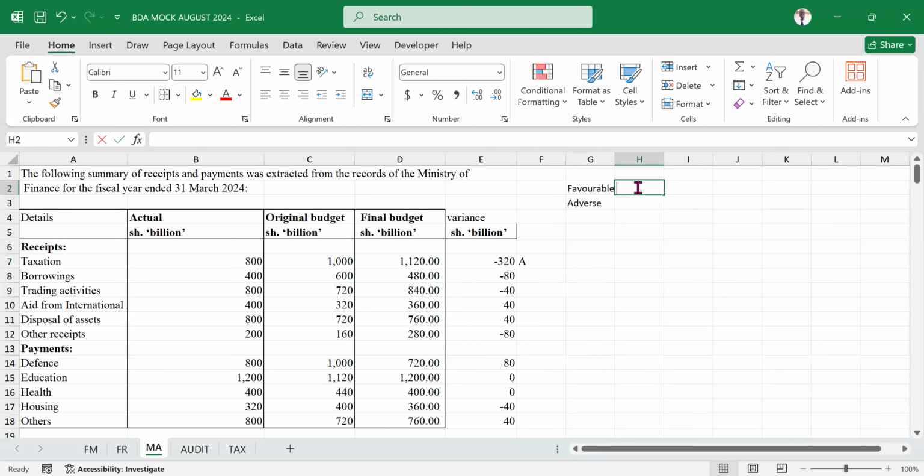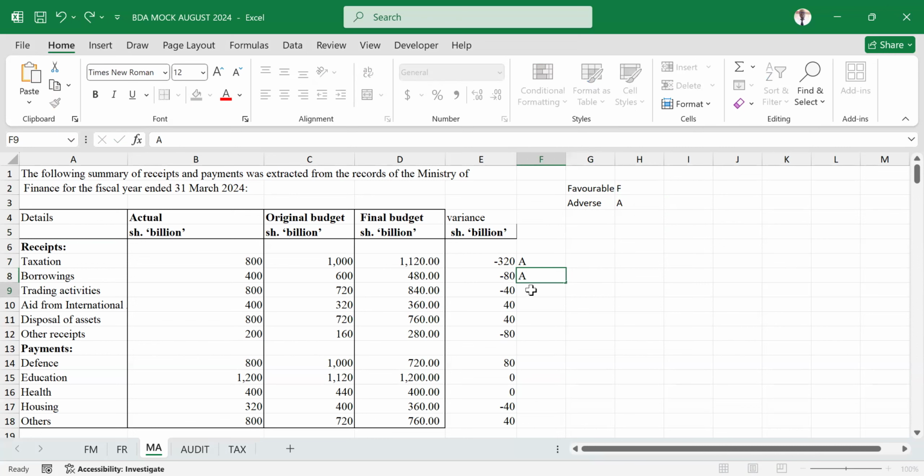So favorable, we are going to use F, capital F, and then adverse, we just use A to represent that. So the first one is a negative. You can go ahead and use the IF functionality. I believe that now that we've covered a lot of concepts to do with advanced Excel, someone can easily go about to use the IF functionality so that if the output is negative, give it an adverse connotation. And then if the output is positive, give it a favorable connotation. So you can go ahead and do that. But for now, I will just go ahead and type them in.